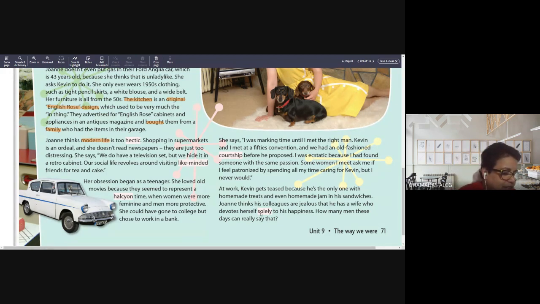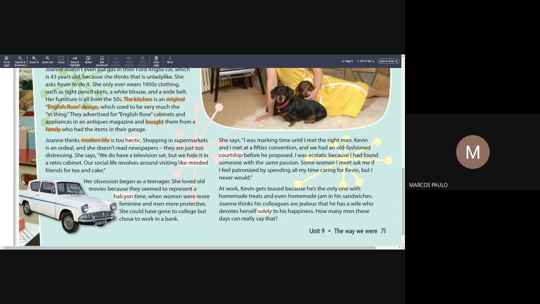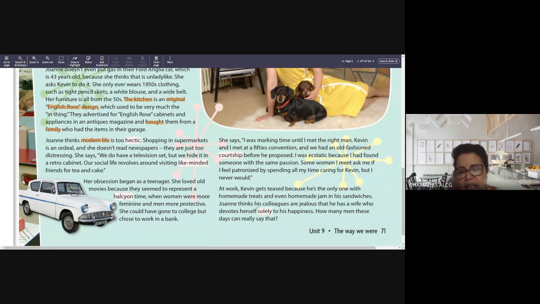Solely. Exclusivamente. Solely. So he has a wife who devotes solely to his happiness. He has a wife who devotes solely, exclusivamente. Very good, Marcus. So he has a wife who devotes solely to his happiness.